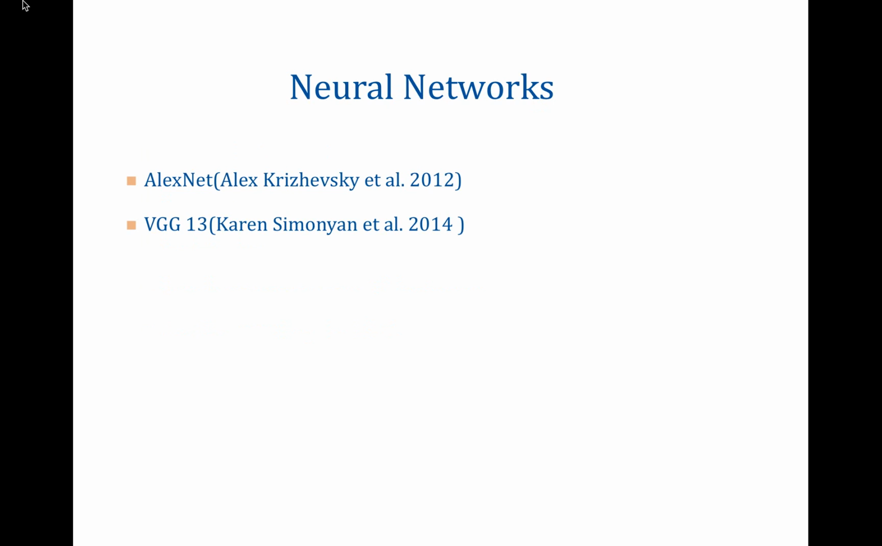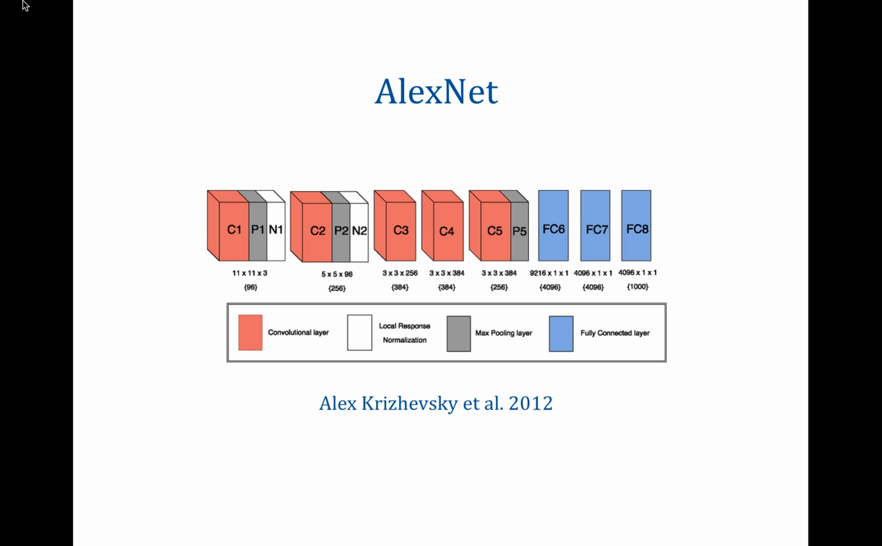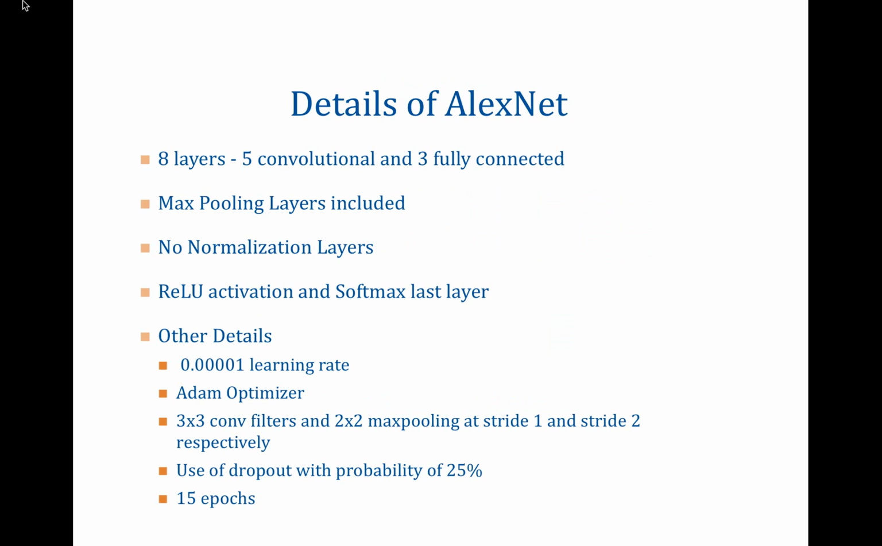So our algorithm of choice is neural networks. Two main architectures that we will consider are AlexNet and VGG13. AlexNet was developed by Alex Krizhevsky, and VGG by the Visual Geometry Group. AlexNet, to start with, is a simple 8-layer neural network with 5 convolutional layers and 3 fully connected layers, 2 normalization layers which we don't use anymore, and 3 pool layers which we keep. Normalization layers are not common anymore.